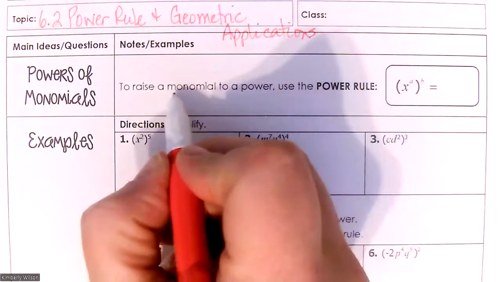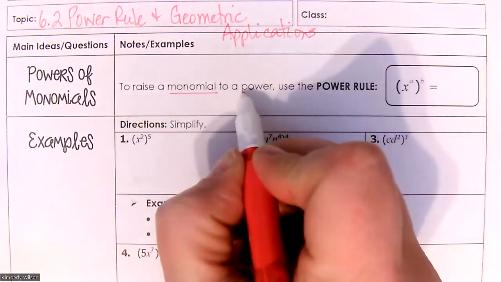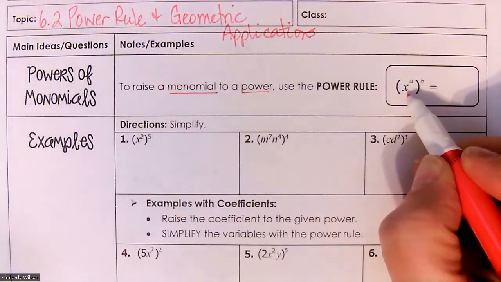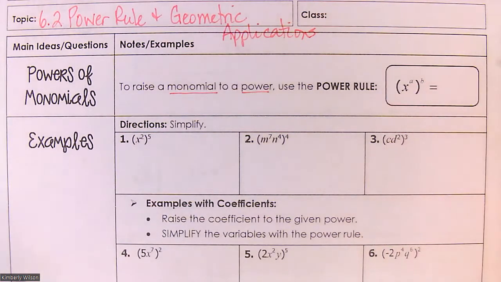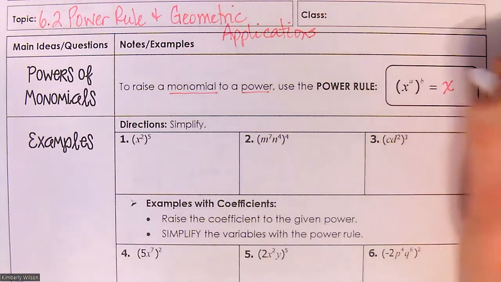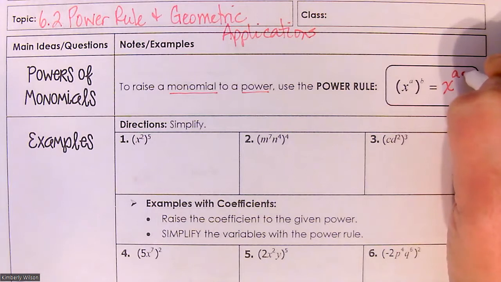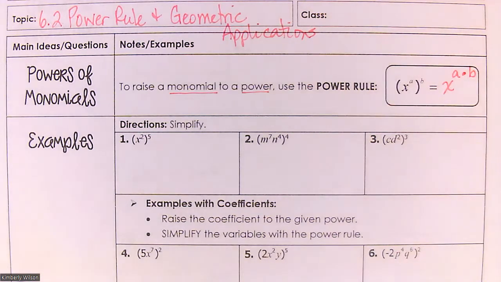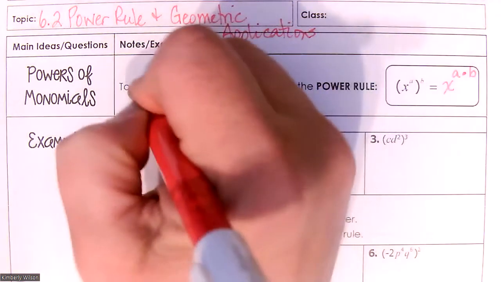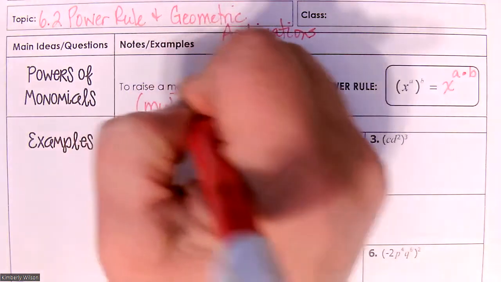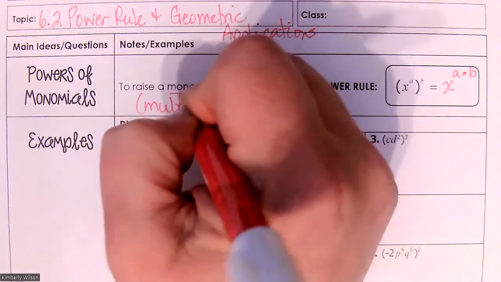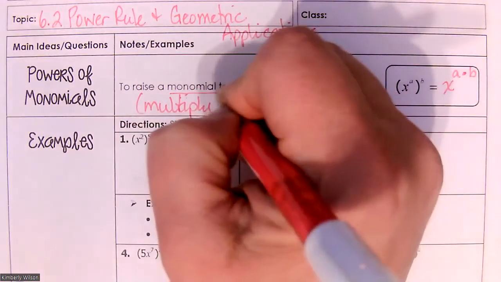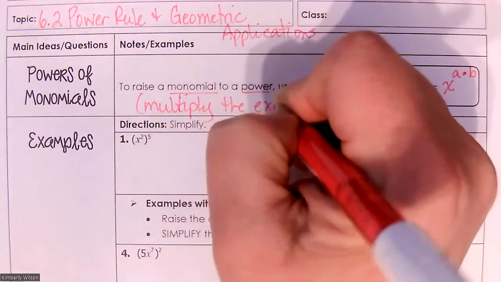Okay, it's when you raise a monomial to a power. So it's going to look like this: x to the a to the b, which means the way you actually solve that is you do x to the a times b. You multiply the exponents, okay? So when it's a power raised to a power, you multiply the exponents.